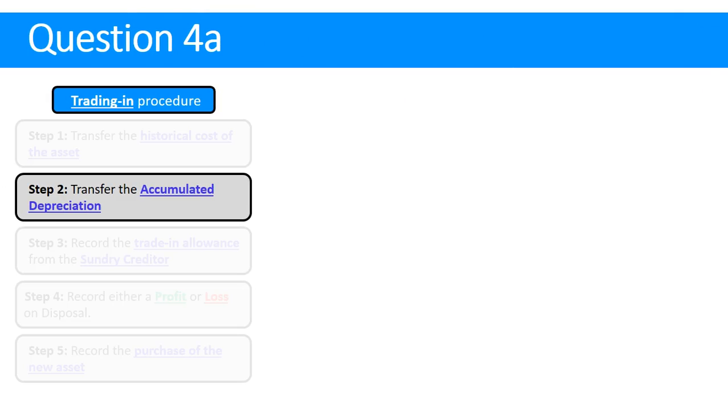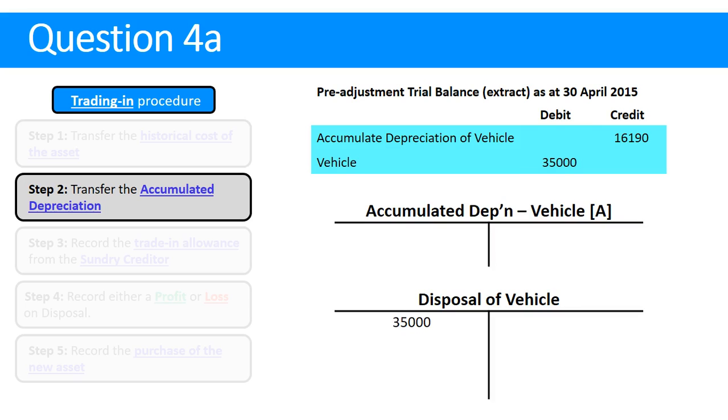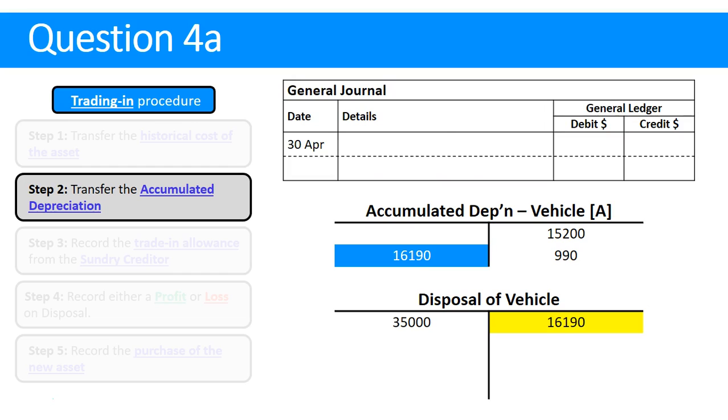Transfer the accumulated depreciation. What does that mean? It means that now in that accumulated depreciation account, we had $15,200 at the start. We added $990, so that was a total of $16,190. Now that we've disposed of the vehicle, we don't need to keep depreciating it, so we'll shut down the depreciation with a debit, and then we'll send that to the disposal of vehicle account. So our general journal will be debit accumulated depreciation of vehicle, and a credit to disposal of vehicle.